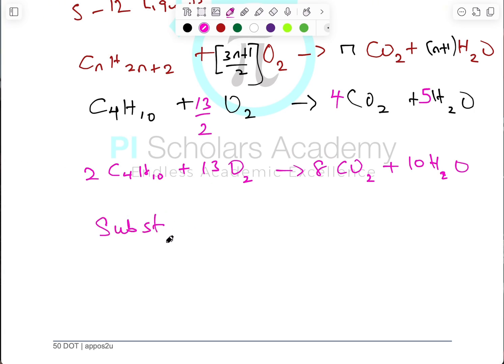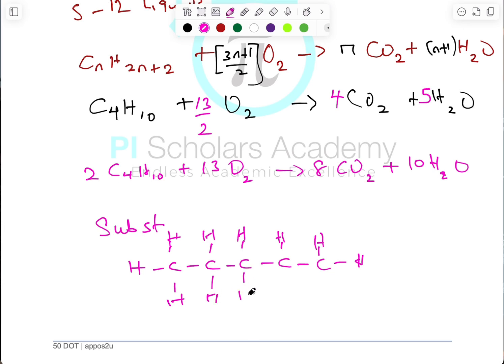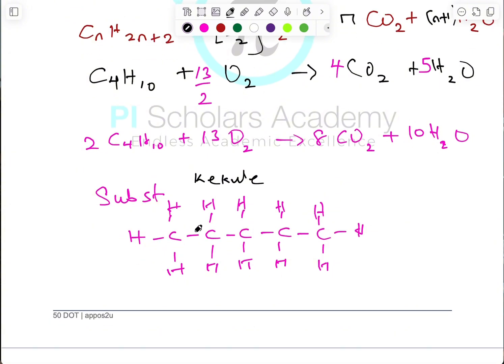What is substitution reaction? For alkanes, if you have an alkane like this, let me make it 5 carbons, with hydrogens all around. By the way, this structure is called the Kekulé structure. Very soon I'm going to teach you about the zigzag structure. And that one is going to be very helpful in analyzing some other things that I will talk about later. So in this place, this is pentane.